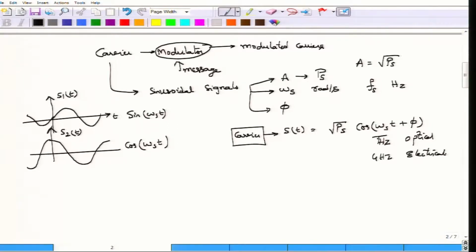And this phase, as I said, unless you modulate it, normally does not enter the picture. For intensity modulation systems, or on off keying signals, this phase is totally immaterial.